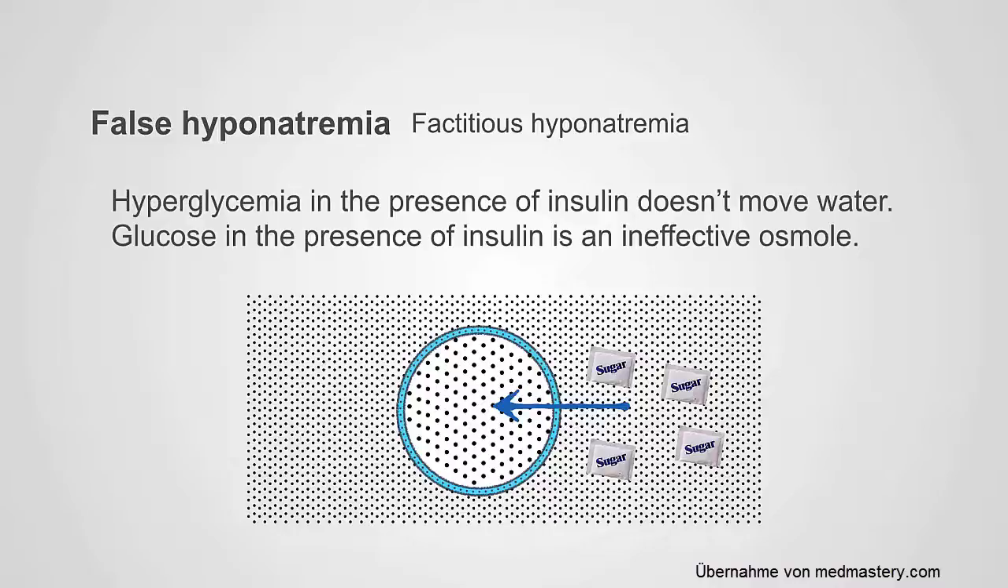Hyperglycemia in the presence of insulin doesn't move water. Glucose in the presence of insulin is an ineffective osmole. And so if there's plenty of insulin, this hyperglycemia is just going to move into the cells under the influence of insulin and is not going to cause a shift of water out.